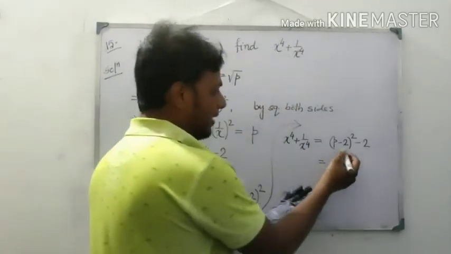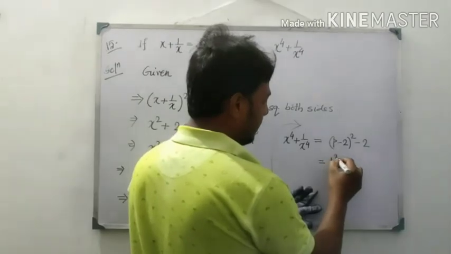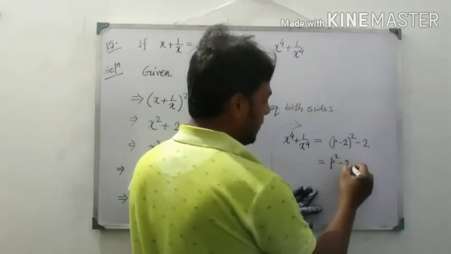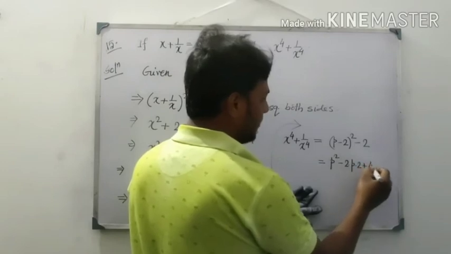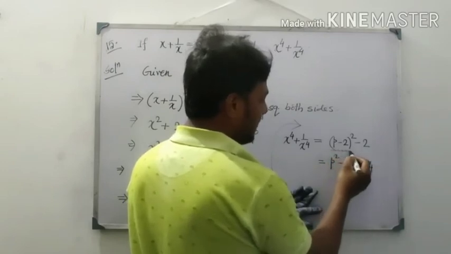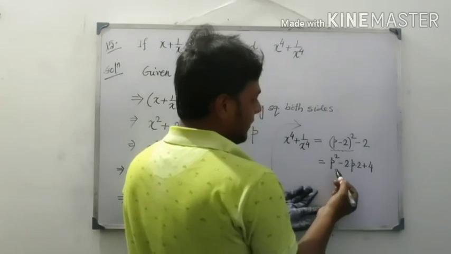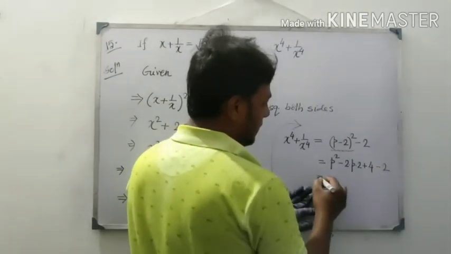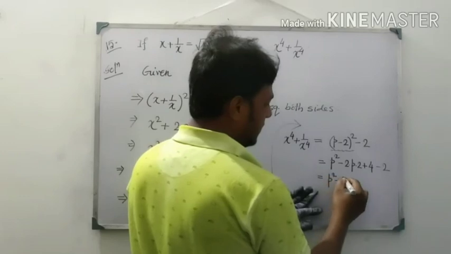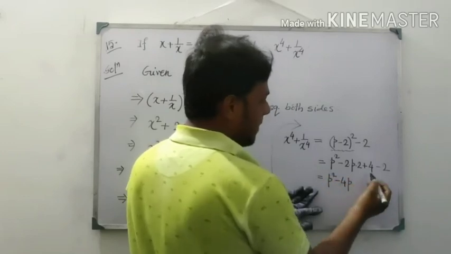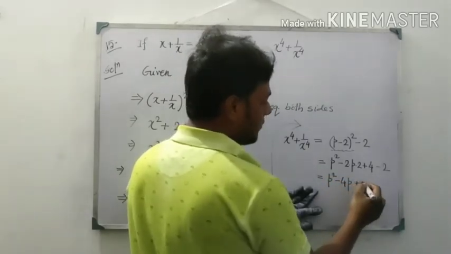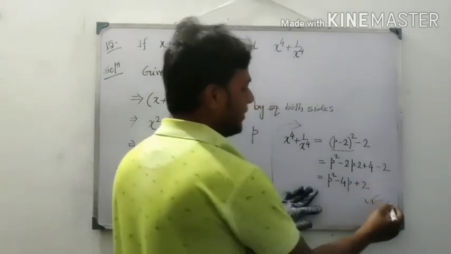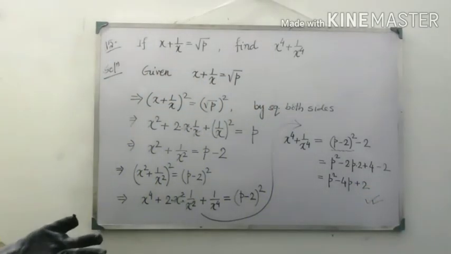If you expand it again, then it will be p square minus 2 into a into b plus b square, which means 4. I just expanded it. Okay, and minus 2 is there. So it goes to p square minus 4p plus 4 minus 2, which means plus 2. This is the answer. Please complete the solution.